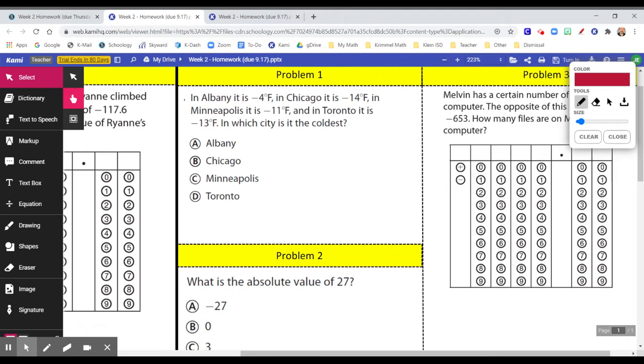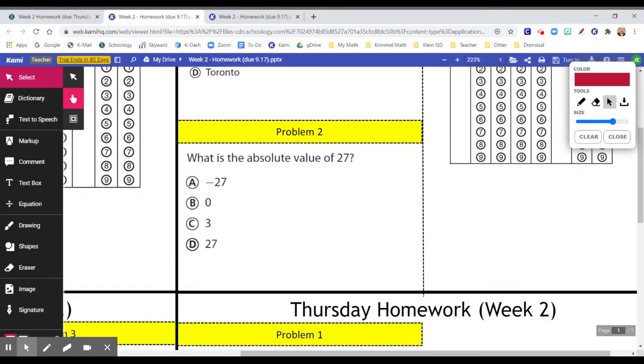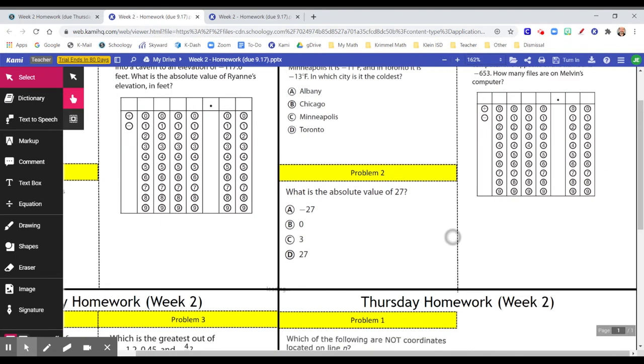Clear that off and then move up. You can see, absolute value of 27. Be careful, it's not asking for the opposite, it's asking for absolute value. Absolute value is distance, and distance is just the number. So the absolute value of 27 is 27. It's just saying 27 is 27 units from 0. Okay, distance. Good.